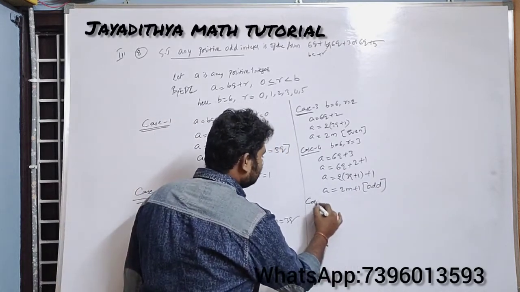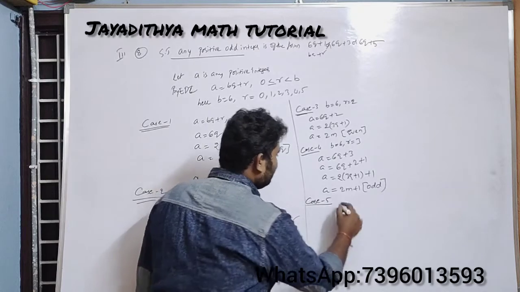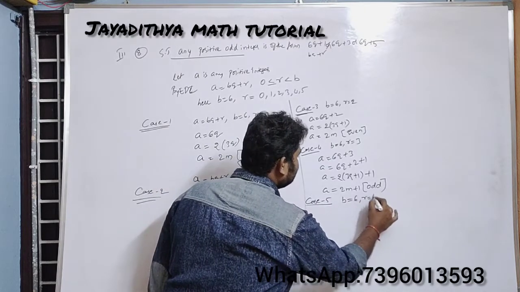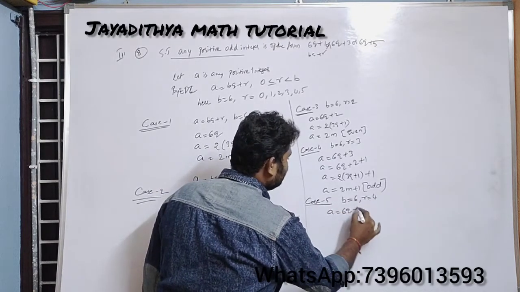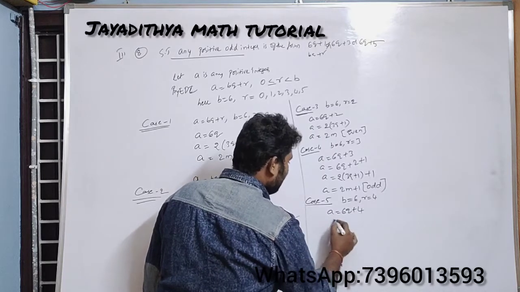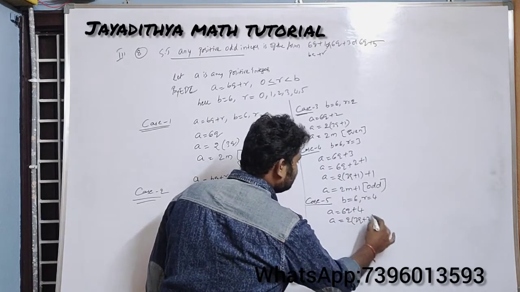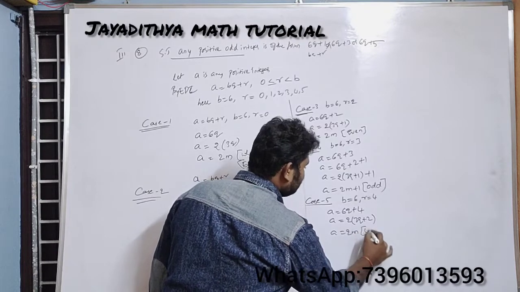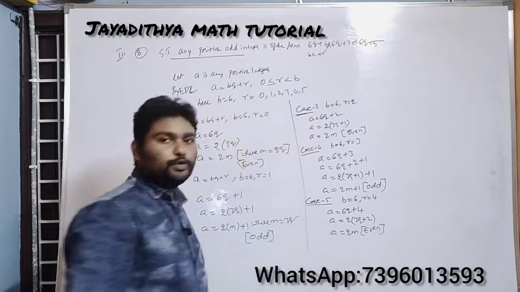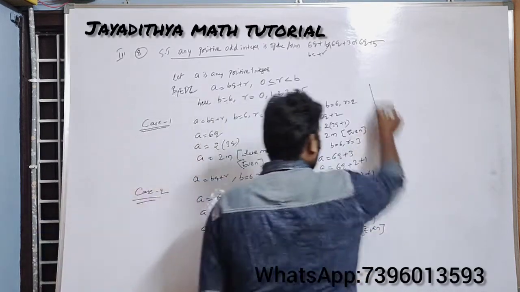Go for case 5. It is b is equal to 6 and r is equal to 4. a is equal to 6q plus 4, and this is equal to 2 times (3q plus 2). This is in the form of 2m. What happens to this one now? Even. That is in the form of 2m, that is nothing but even. Go for the last case.